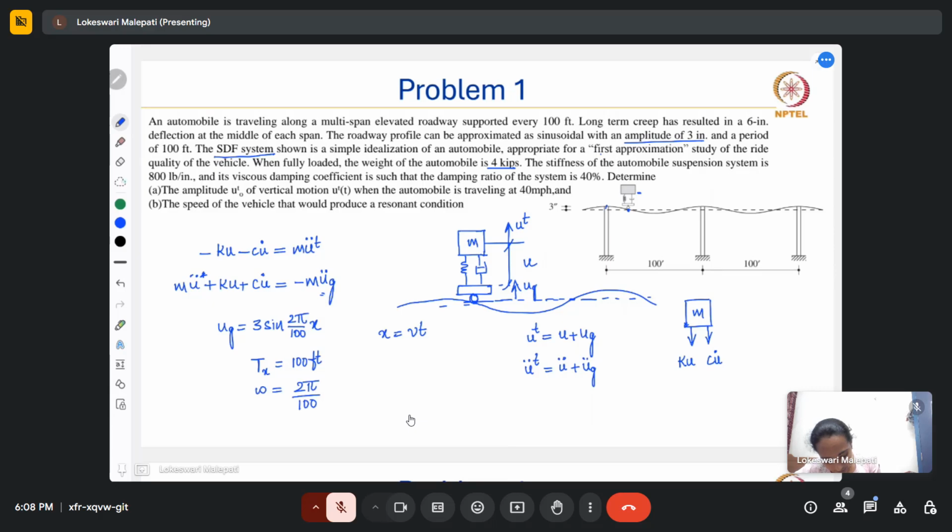So in total we have ug is equal to 2 pi by 100 vt. Now let us just replace this 2 pi by 100 v with omega, just for simplicity and ease of writing the equations. Later, when we have the final equation, we can just substitute for omega, as omega is equal to 2 pi by 100 v.